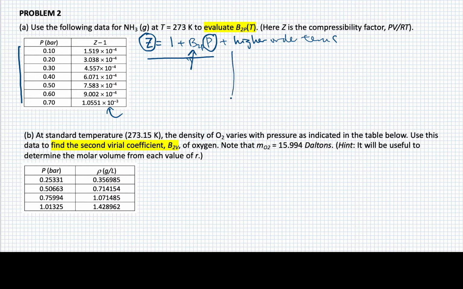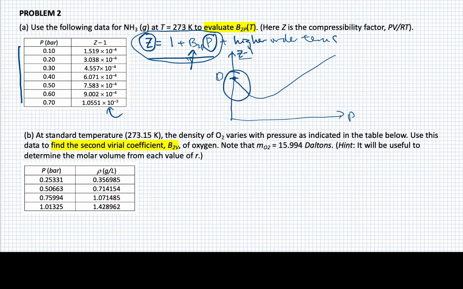Now I'll remind you that when you graph the compressibility, and I'll graph z minus 1 versus p, so p is our horizontal axis, we're going to start at 0 for z minus 1 because this represents an ideal gas, and it's going to go down before it turns around and comes back up. This is the part of the curve that we are modeling with this. So that should give you a big hint as to what kind of least squares analysis you should be doing.